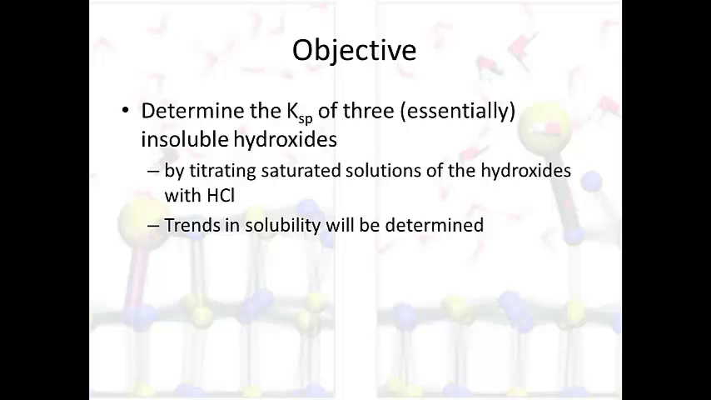We will be titrating saturated solutions of these hydroxides with hydrochloric acid to determine the amount of hydroxide that is in solution. And we'll be using this to calculate the KSP. Once you have the KSP of several hydroxides, you will be determining whether or not you see any trends.